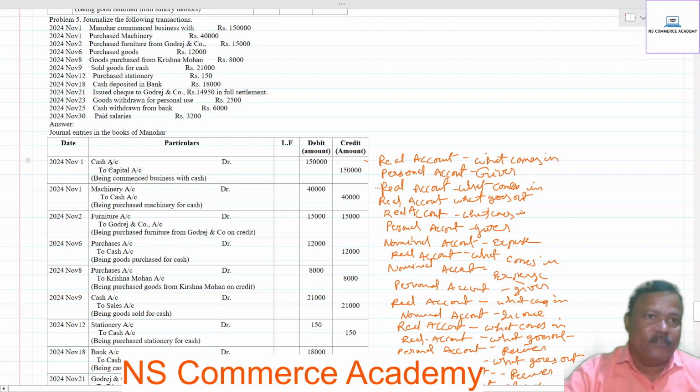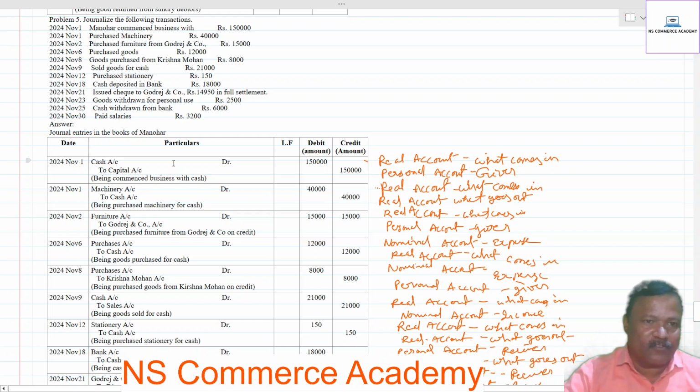First entry: Manohar commenced business with rupees 1,50,000 on November 1st, 2024. So write the date 2024 November 1 in the date column. Then identify the accounts involved. Here we have the cash account and the capital account. Cash account is a real account and capital account is a personal account. What are we receiving? We are receiving cash. Cash is an asset. What comes in?